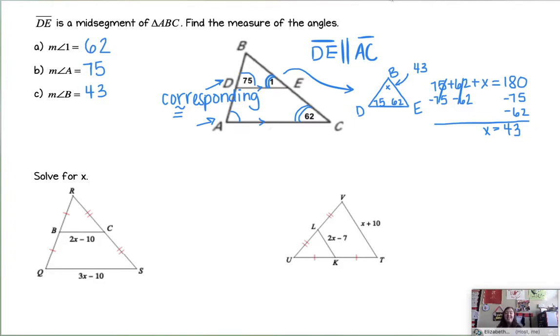Okay, so for this next section, this is where we're looking at those actual lengths of sides, right? From those two facts that we learned earlier about midsegments, remember those two facts are that the midsegment is parallel to the third side, and if I double the midsegment, I get the third side. 2 times the midsegment is the third side. Those are the two facts I need to remember.